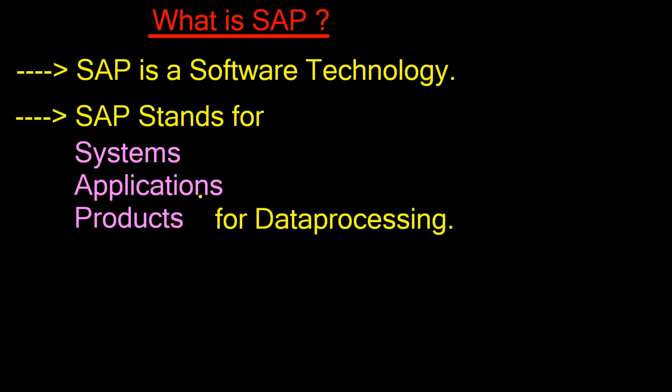So for data processing, we are using systems, applications, and products. It means operating systems, SAP applications, and SAP products we are going to use. We should call it SAP, because that's a company name. Systems, Applications and Products for data processing.